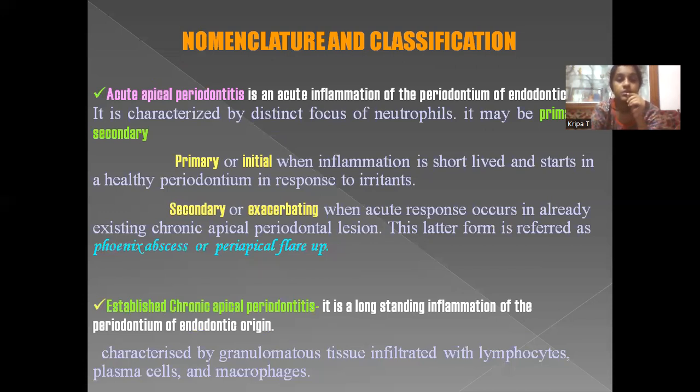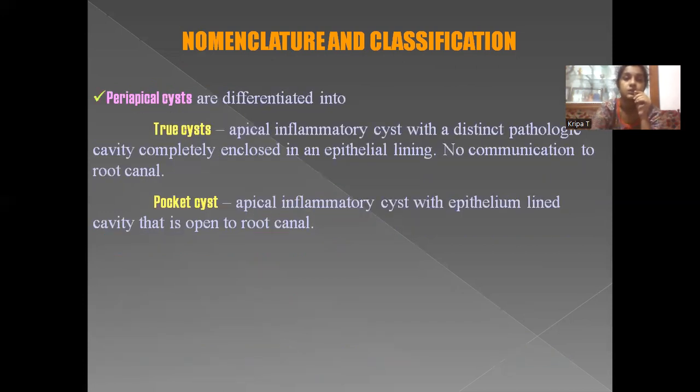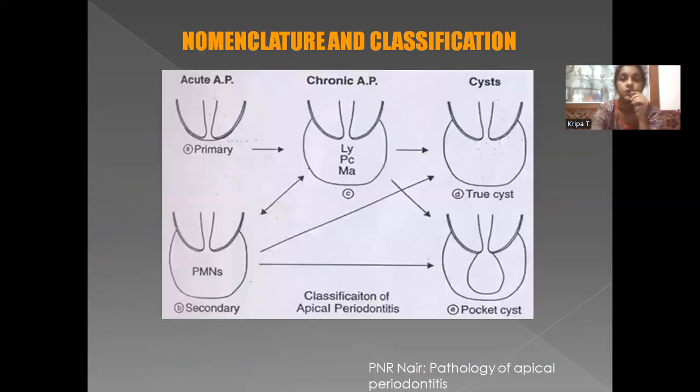Then there are established or chronic lesions, chronic apical periodontitis, a long-standing condition with chronic inflammatory cells. Then you have cysts, a true cyst and a pocket cyst. A true cyst does not have any communication with the root canal. It is a distinct cavity enclosed within the epithelium. A pocket cyst will have a communication with the root canal space. So this is the classification. You can see how an acute can turn chronic and a chronic can turn cystic.